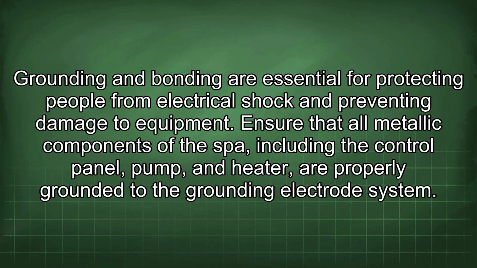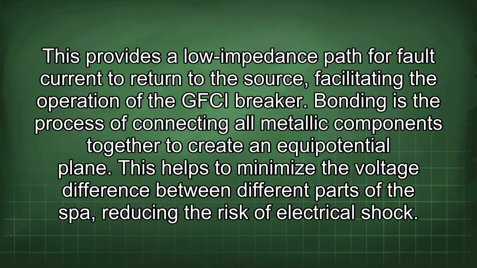Grounding and bonding are essential for protecting people from electrical shock and preventing damage to equipment. Ensure that all metallic components of the spa, including the control panel, pump, and heater, are properly grounded to the grounding electrode system. This provides a low impedance path for fault current to return to the source, facilitating the operation of the GFCI breaker. Bonding is the process of connecting all metallic components together to create an equipotential plane.